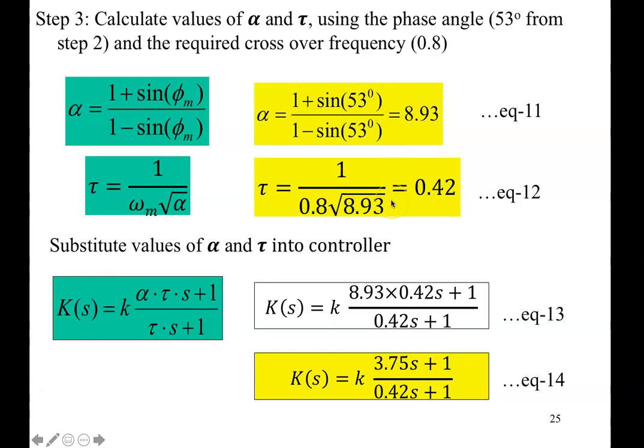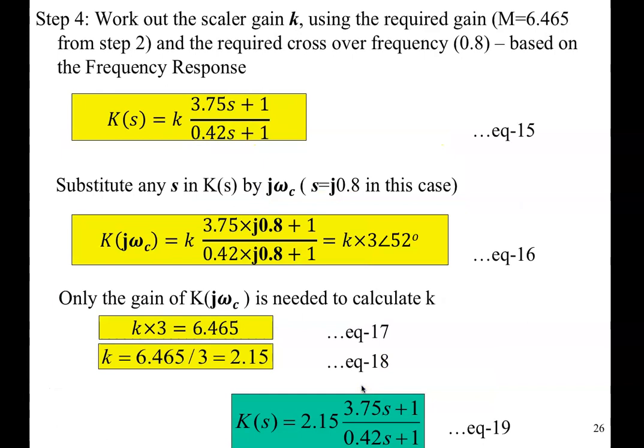Substitute alpha and tau values back into my transfer function here. Alpha equals 8.93, tau equals 0.42. So this is alpha, this is tau, this is tau there. I'm leaving that small k there. And multiply 8.93 and 0.42 together, that will give me 3.75. Now that's the end of my step 3. Now I've worked out the alpha value and the tau value. The next step is to work out that k value.